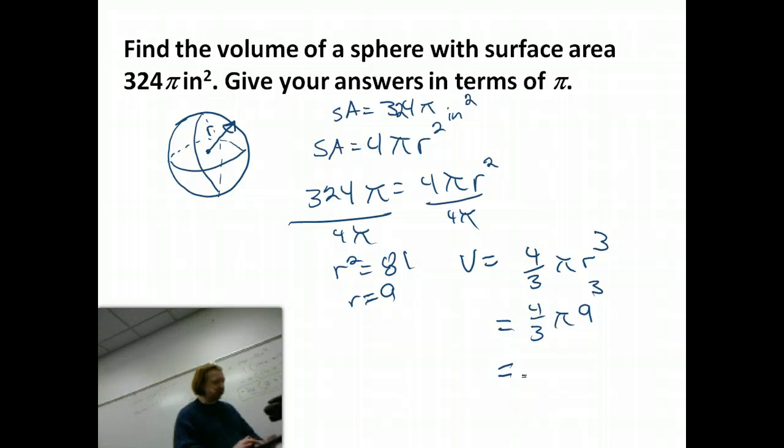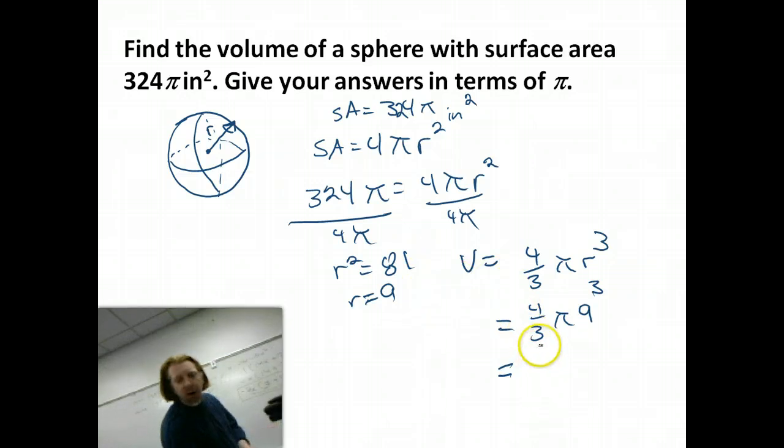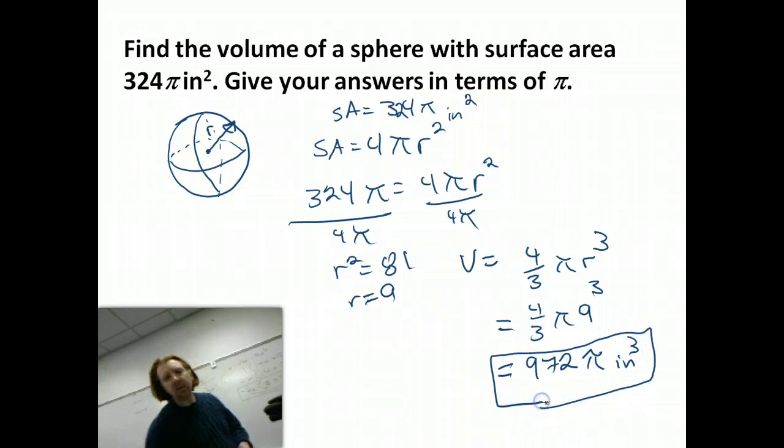So we do 9 times 9 times 9. So that's 729 divided by 3 times 4. And that gives me an answer in terms of pi of 972 pi cubic inches. And it actually says leave it in terms of pi, so I stop there.